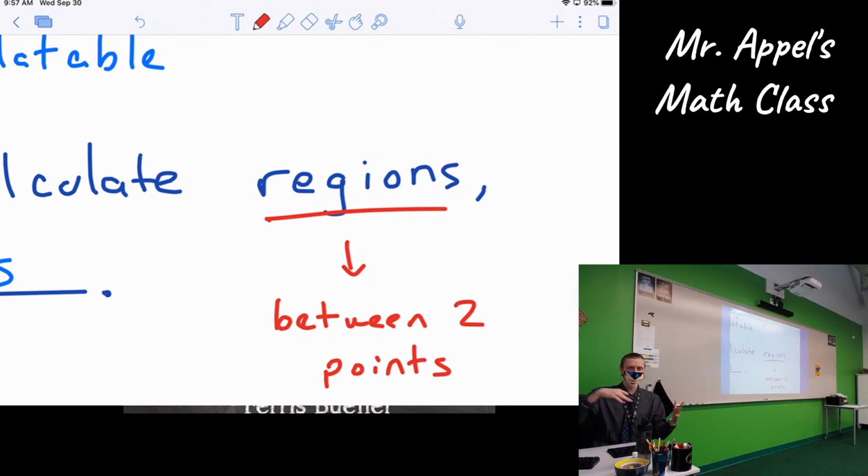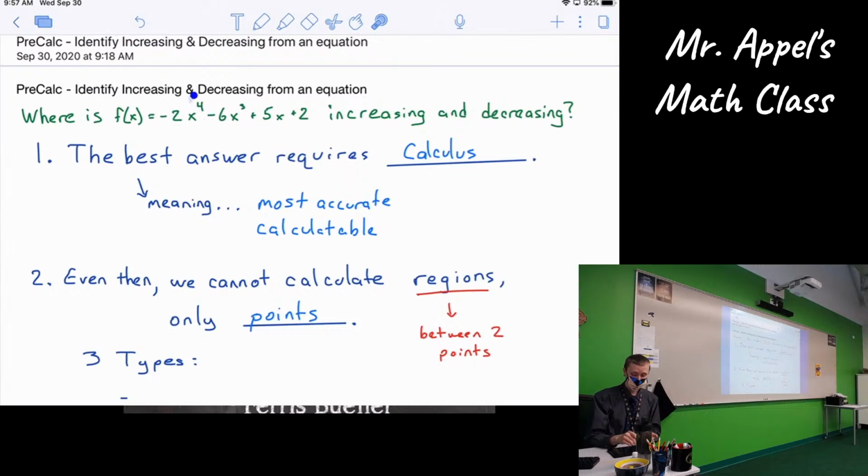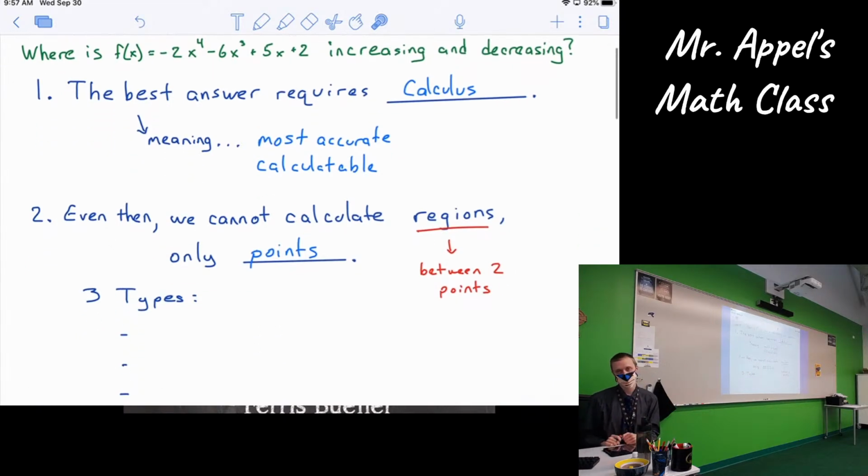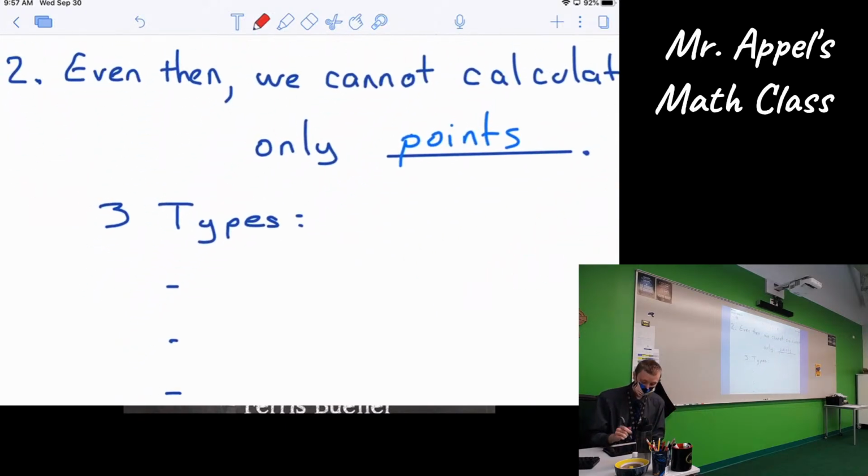What if you're dealing with a cubic or higher? Or we started with quartic. That's got 4 sides to it, right? Which one's going up, which one's going down? Where do you switch? It switches at those points. What kind of points? Special points, not just anywhere on the graph.